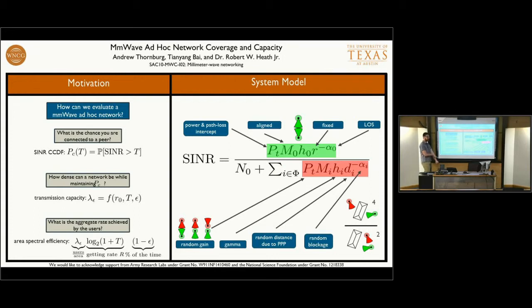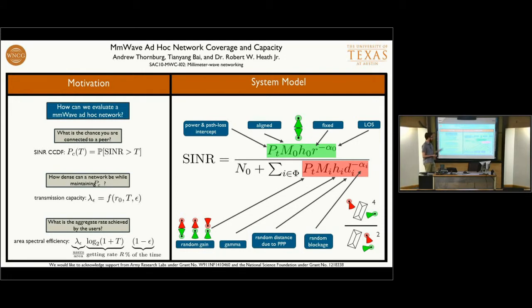So we have three performance metrics that we evaluate in this paper. First is, what are the chances that you are connected to your peer? Basically, that receiver that is a fixed distance away. So we quantify that with the SINR CCDF, so the probability that the SINR is greater than a threshold. And that threshold is set according to the application that you need. Either it's voice, which requires some sort of low data rate, or perhaps streaming video, which will require a higher threshold and larger data rate.